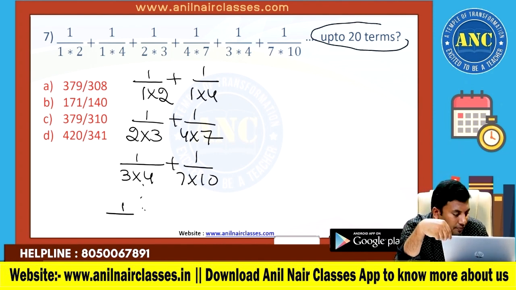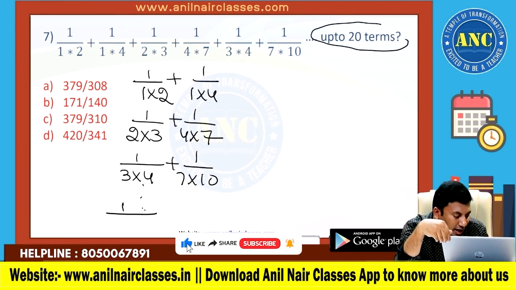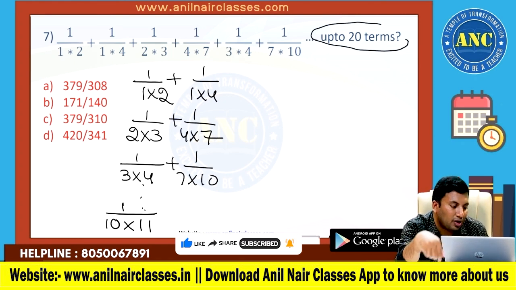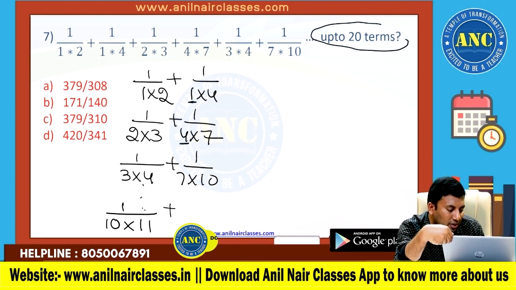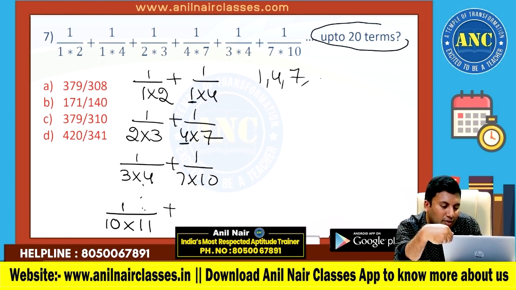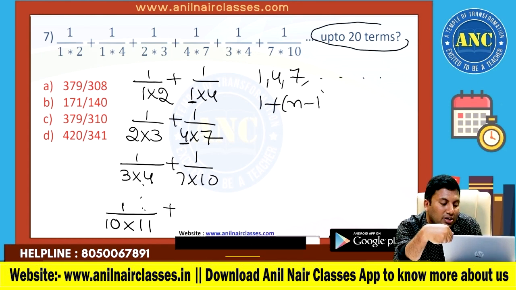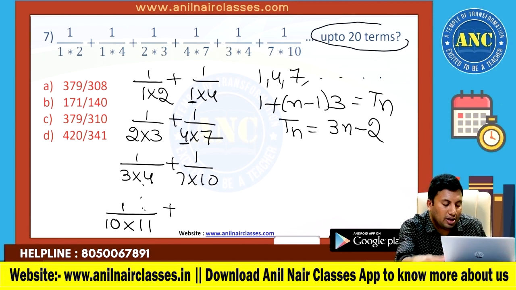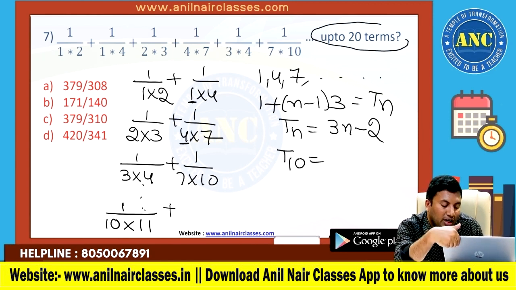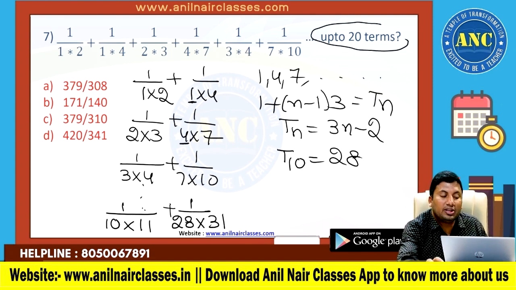So the 10th group, 2, 4, 6 or 8, so the 19th term will be 1 by 10 into 11. I hope it is clear. Now the first numerical values will be 1, 4, 7, 10 and so on. So, a plus (n minus 1) into d. So, this is Tn. Tn is nothing but 3n minus 2. If I require the 10th term, 30 minus 2, 28, and so on up to 1 by 28 into 31.